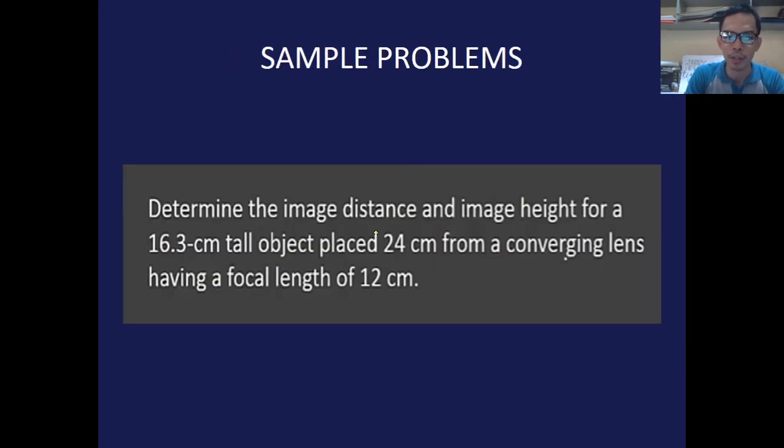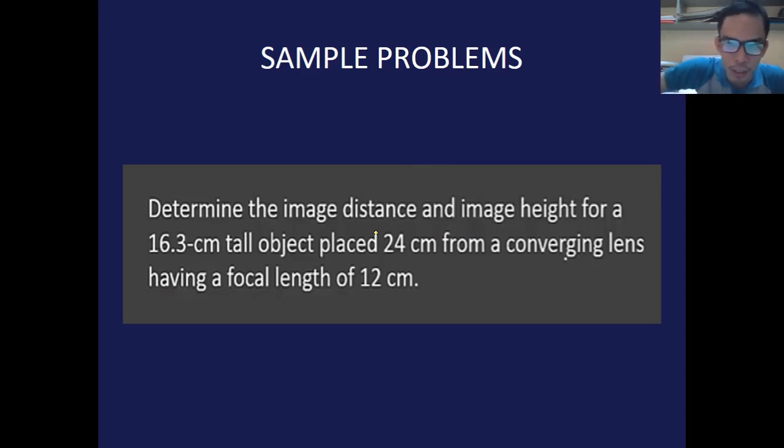Okay, so let's have the third sample problem. Determine the image distance and the image height for a 16.3 cm tall object placed 24 cm from a converging lens having a focal length of 12 cm. For the converging lens the focal length is positive, so we don't have any problems with the positive focal length.